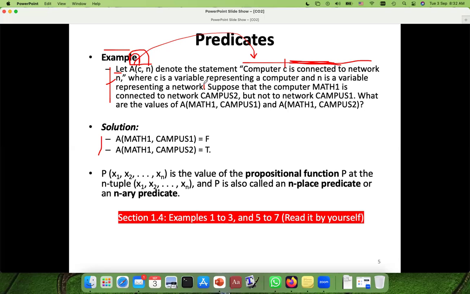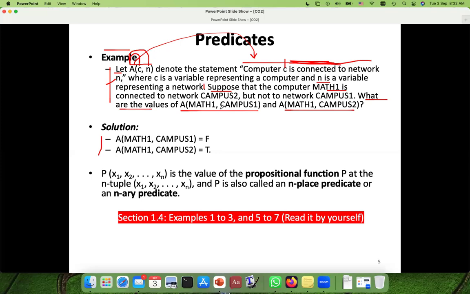So this is the question which is going on. And now we have some extra information in the question. Suppose that the computer, and the name of the computer is Math1, is connected to network Campus 2. So this Math1 is connected to which network? Campus 2. But not to the network Campus 1. So this is the information given in this question. And now the actual question is starting from here. What are the values of this predicate with values and this predicate with values?